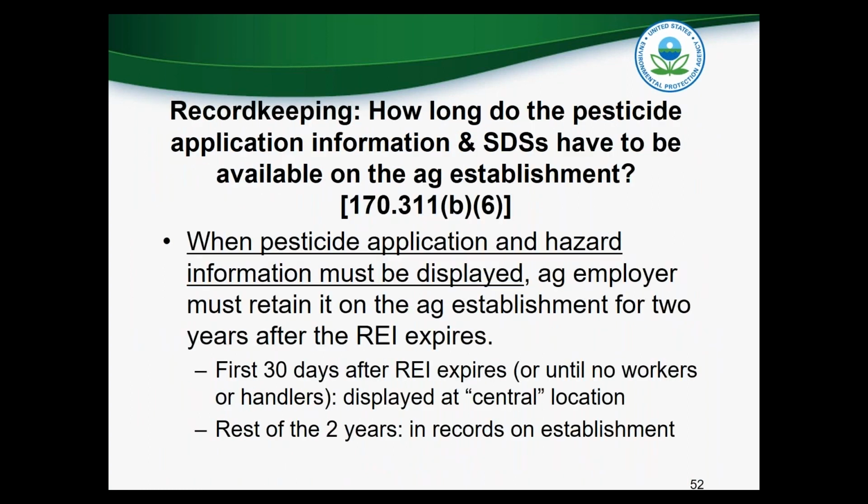Next slide. Okay, record keeping. As you already know, and was mentioned now, there's a record keeping component to this. So the ag employer must retain on the ag establishment the records, application records, and the SDSs for 2 years after the RAI expires. Next slide.